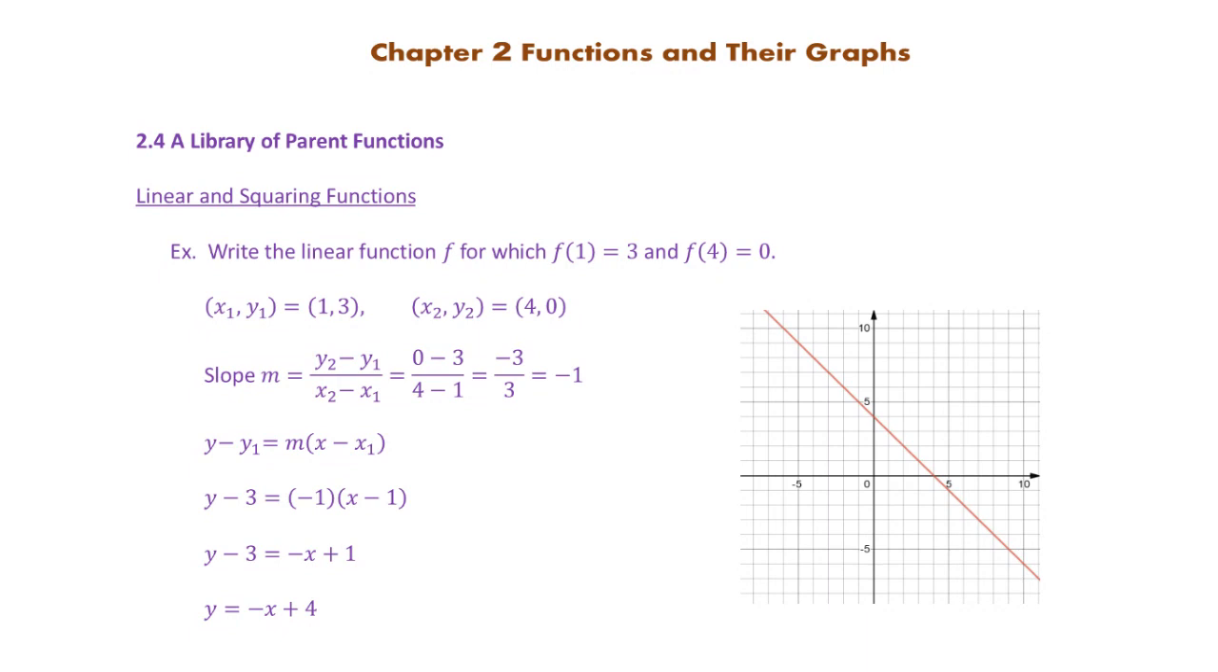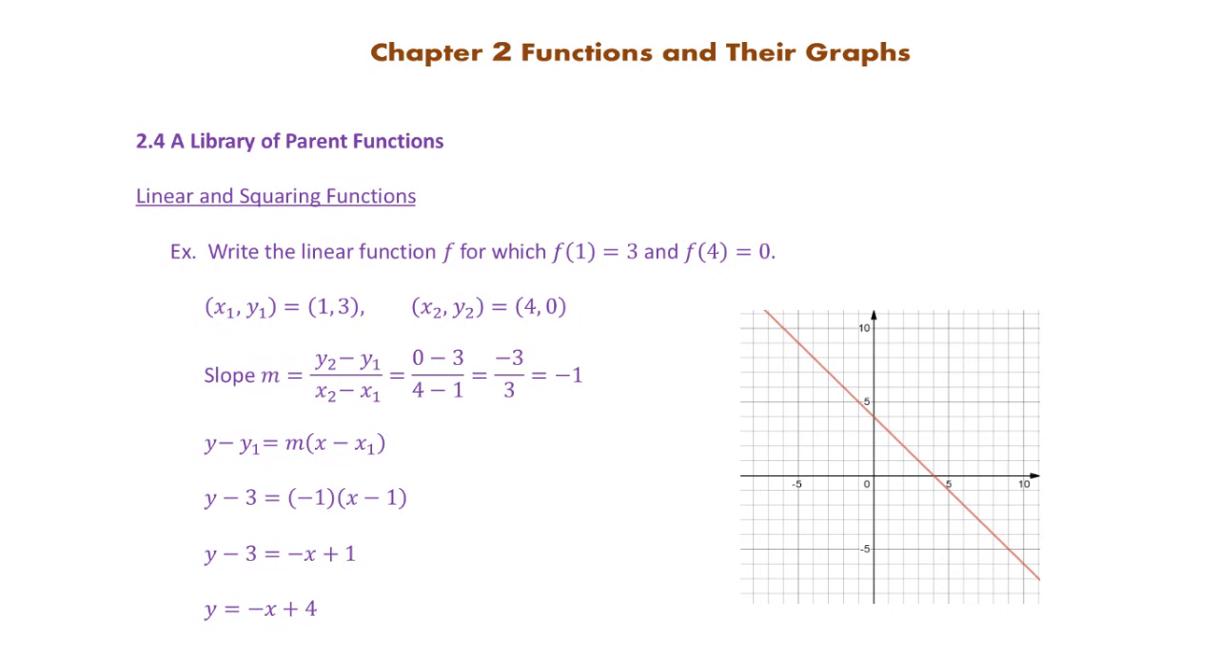We're going to talk about these functions specifically, one by one. So let's talk about the linear and the squaring functions first. We know a linear function gives you a straight line when you plot it on the graph. And sometimes we are required to write down or find the equation of a line with some given conditions, like in the following example. We want to write a linear function f for which f(1) equal to 3 and f(4) equal to 0. So these are 2 given points on the line.